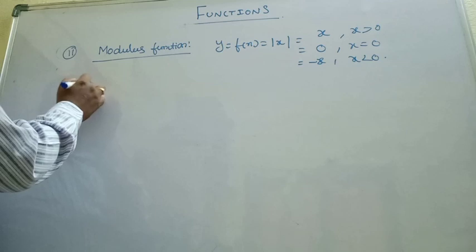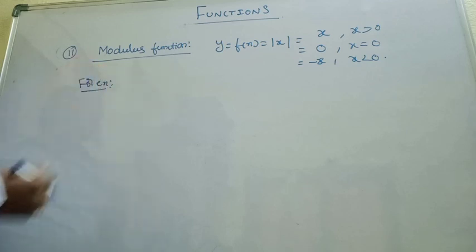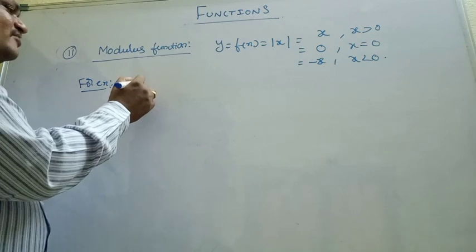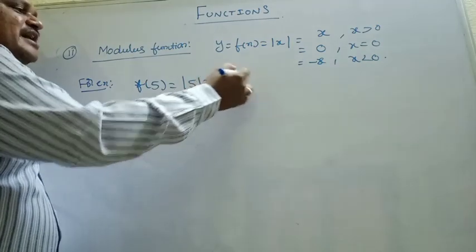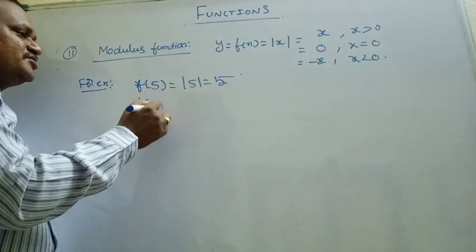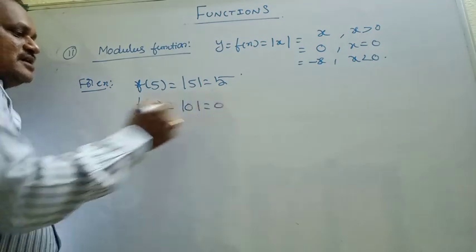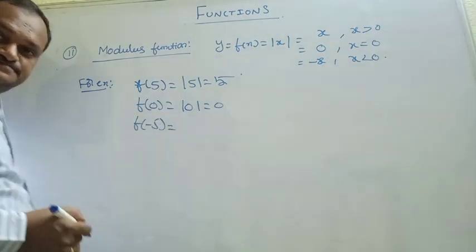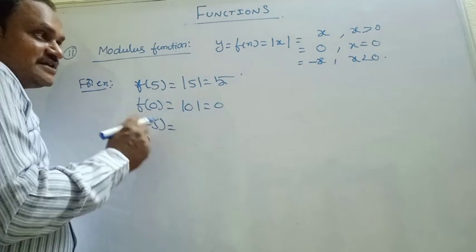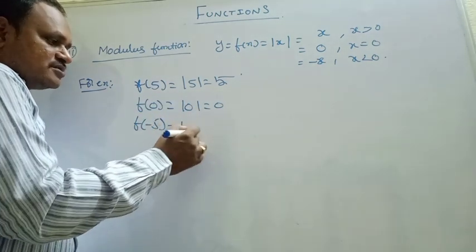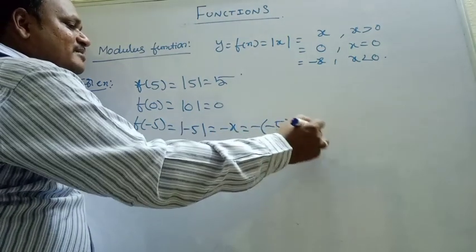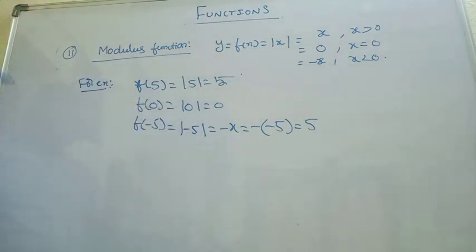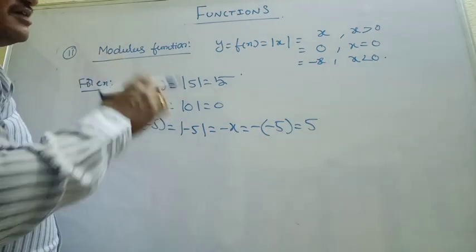For example, my dear students, if I take f of 5, f of 5 is modulus of 5. Since 5 is positive, you take it as it is. And f of 0, because modulus of 0 becomes 0. Now I want f of minus 5. Minus 5 is a negative number, so you take modulus of minus 5 equal to minus x, that means minus of minus 5, which becomes 5, like this, right? You are going to get plus 5. That's why the output values of this function will always be positive.